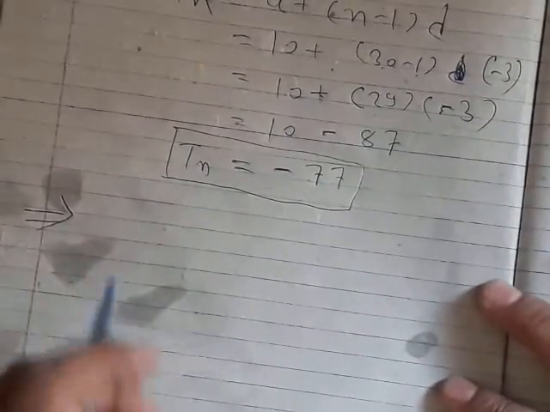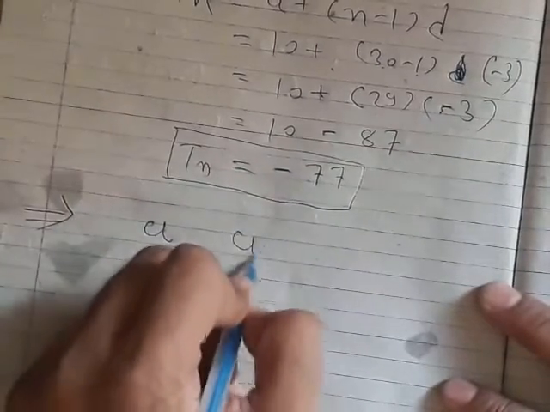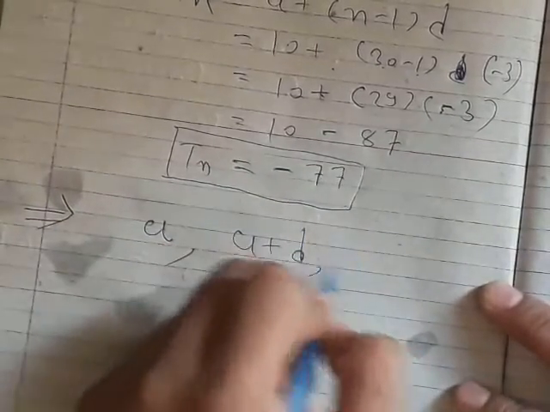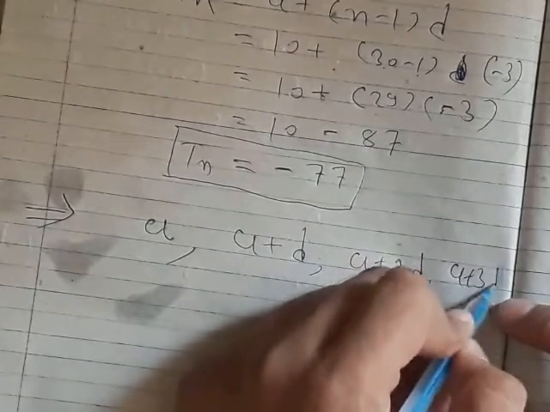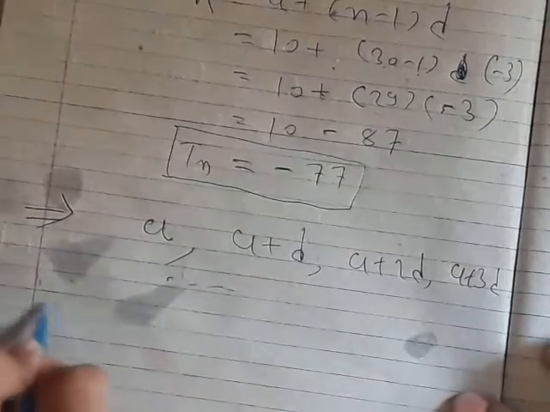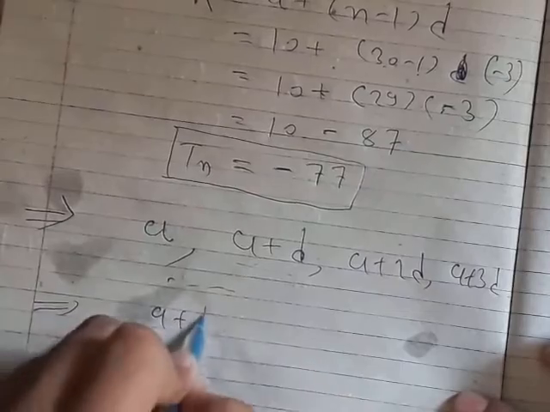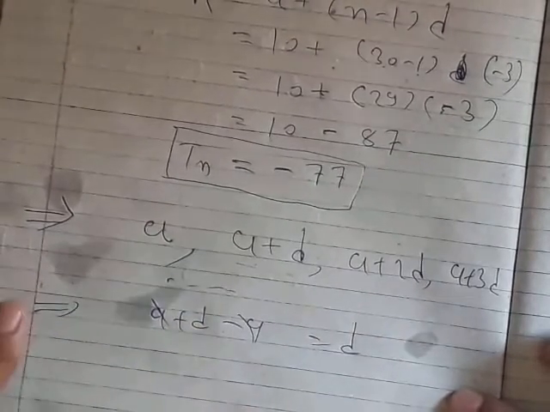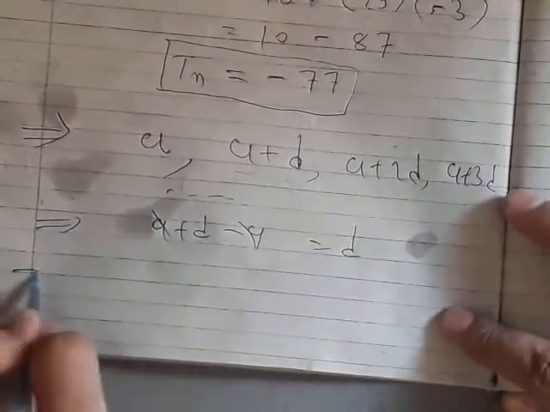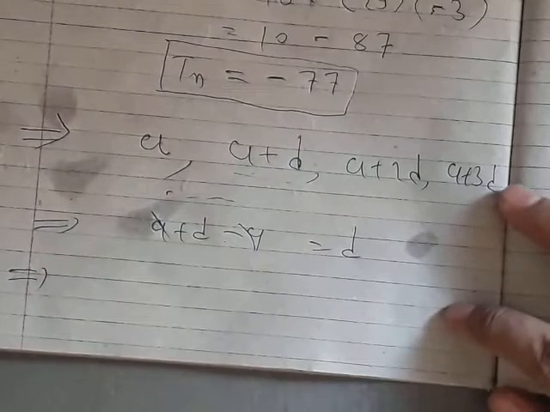See, in an AP we have learned that the first term is A, the second term is A plus D, then A plus 2D, A plus 3D, and so on. If I do T2 minus T1, A plus D minus A cancels, the answer is D. That is how we can find D. But there is another method also to find D.